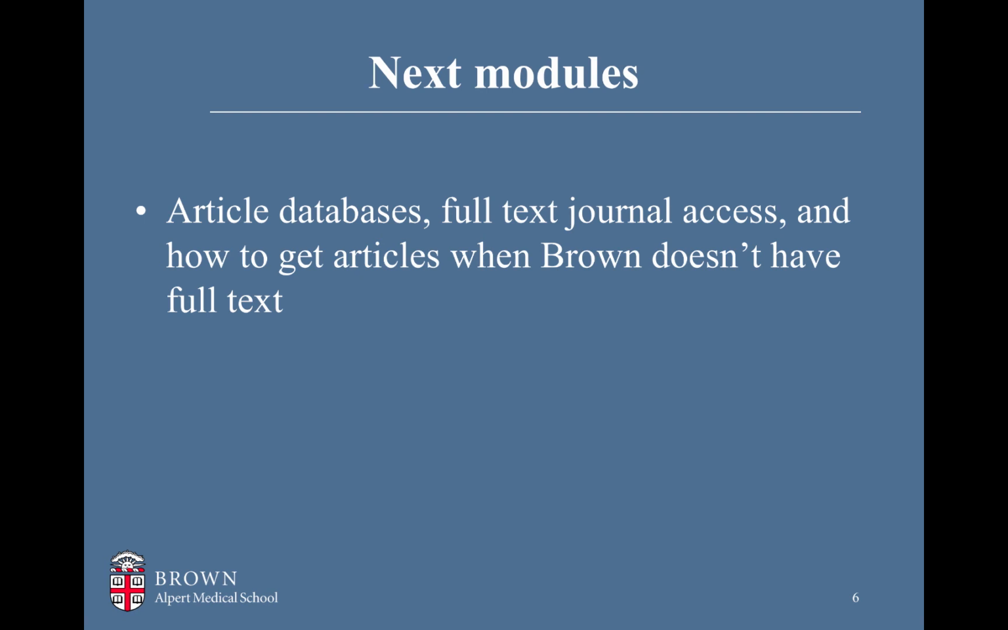That concludes the module on foreground questions. The next module will look at article databases, full text journal access, and how to get articles when Brown does not have the full text of them.